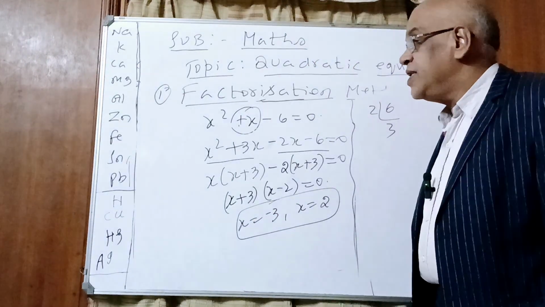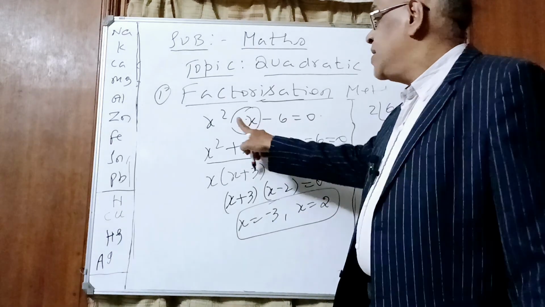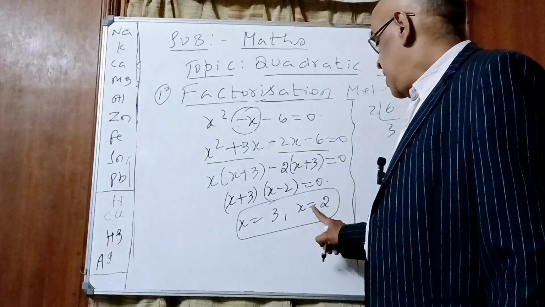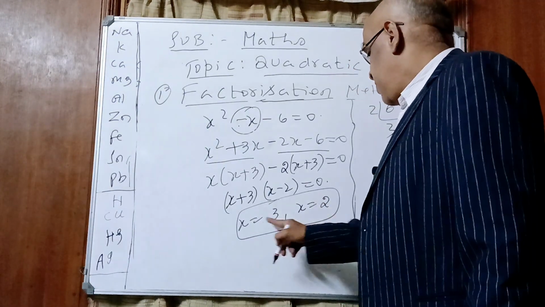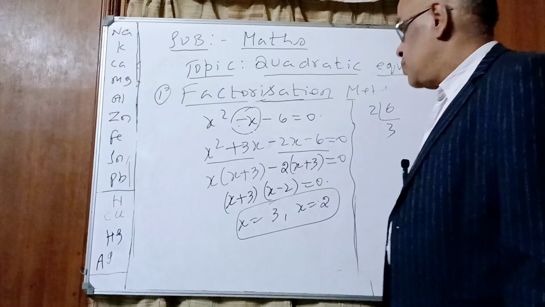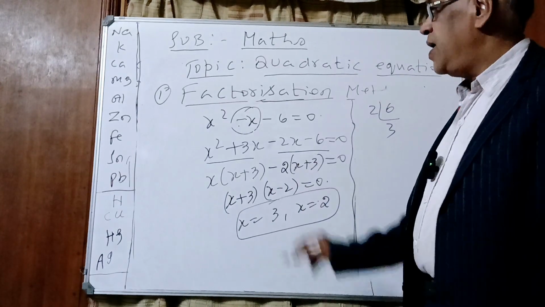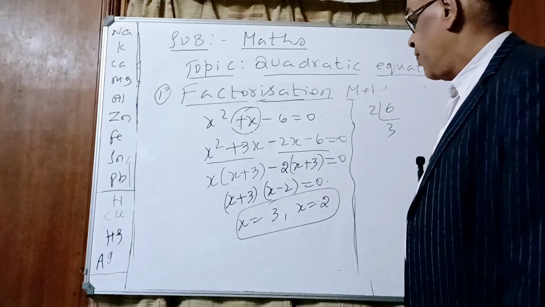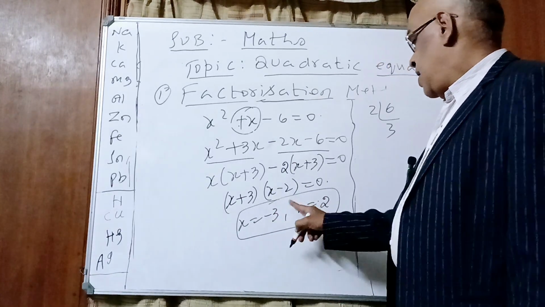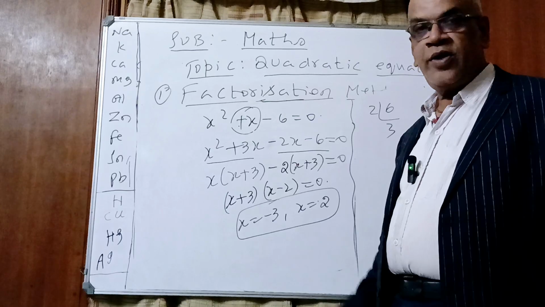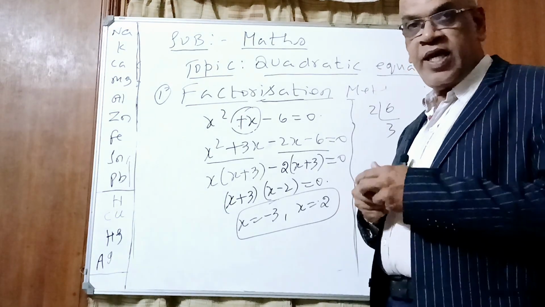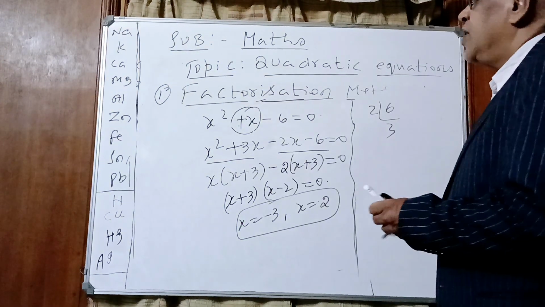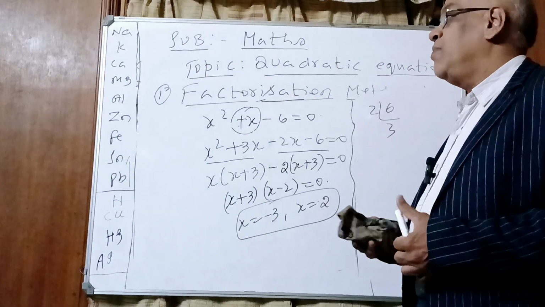So in the previous question, children, this is the third question. I had written minus here. Yes or no? In that case, what did I get? I got x as 3 and minus 3. Here plus 2. Yes or no? Here it is plus, then x is minus 3 and x is 2. Yes or no, children? Very easy. This is about quadratic equations, finding the solution by the factorization method.